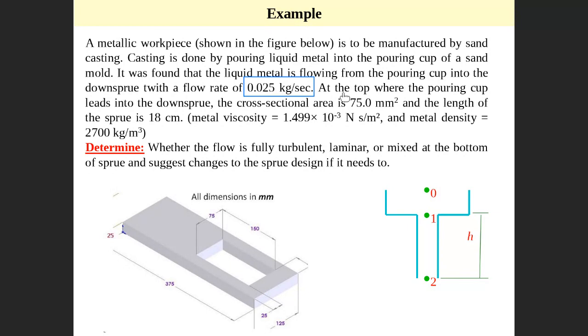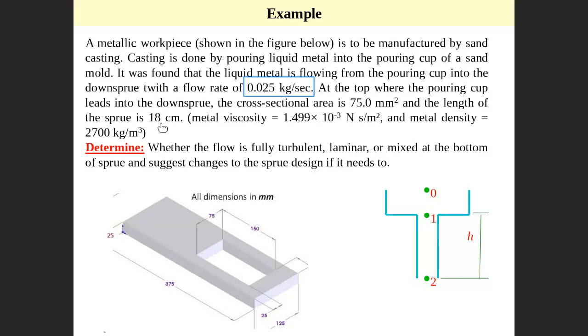Mass flow rate of the liquid is given at the top, where the pouring cup leads to the down spiral, at point one. The cross section area is 75 here. At the top, this is the pouring cup leading into the down spiral, meaning here the cross section is 75. Then the cross section area A1 equals 75.